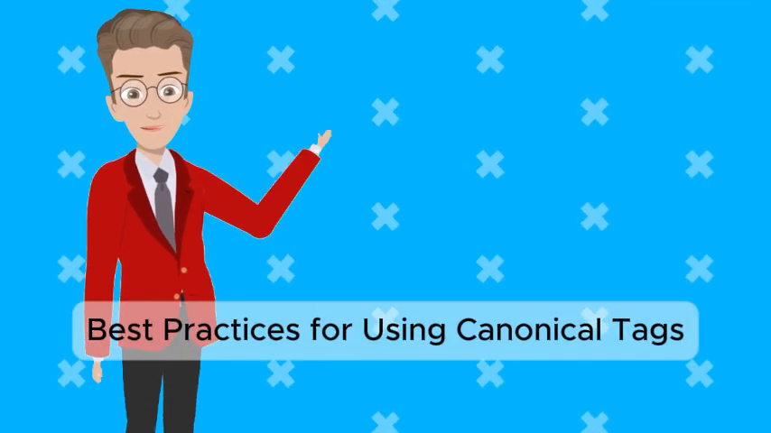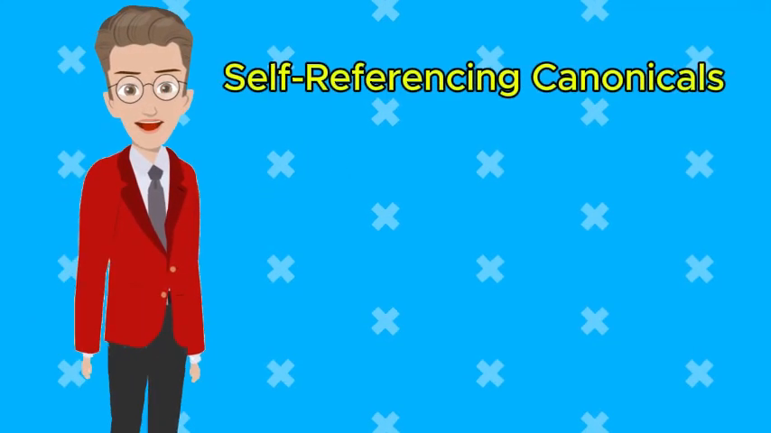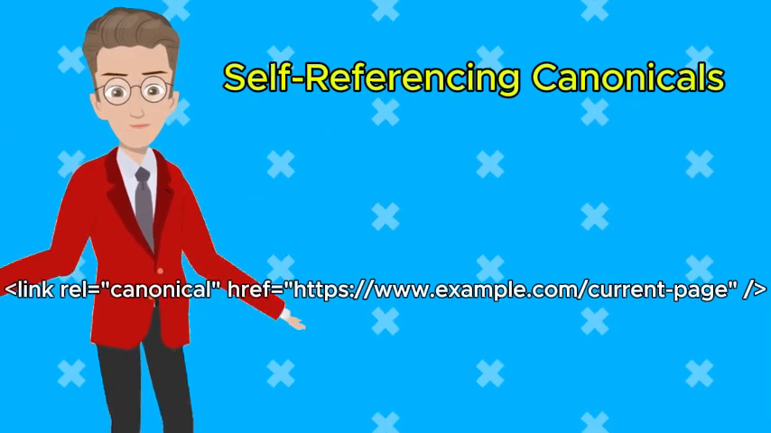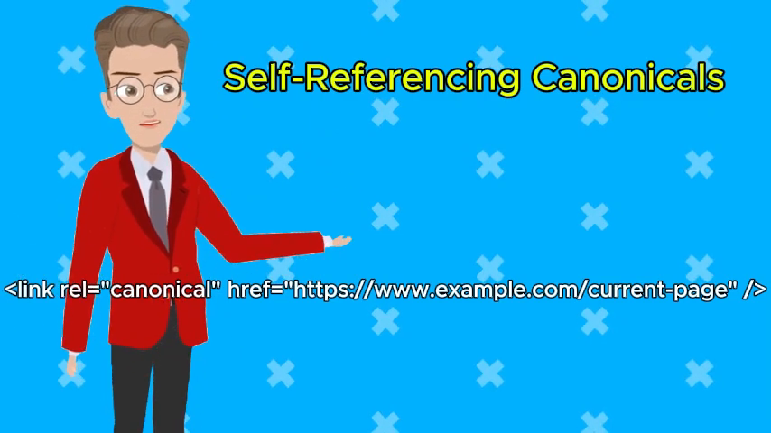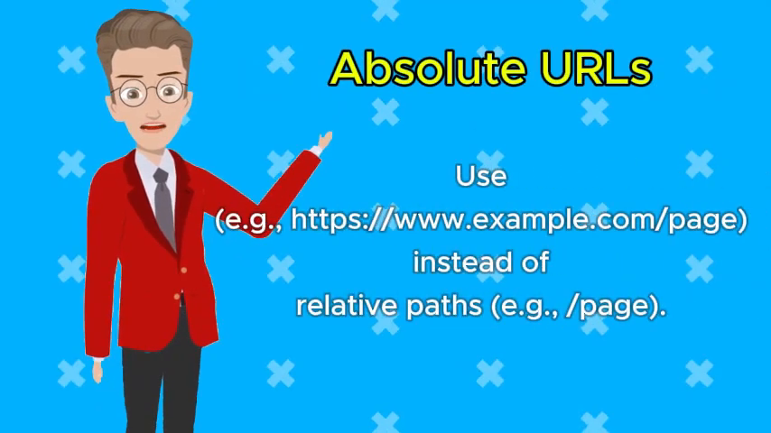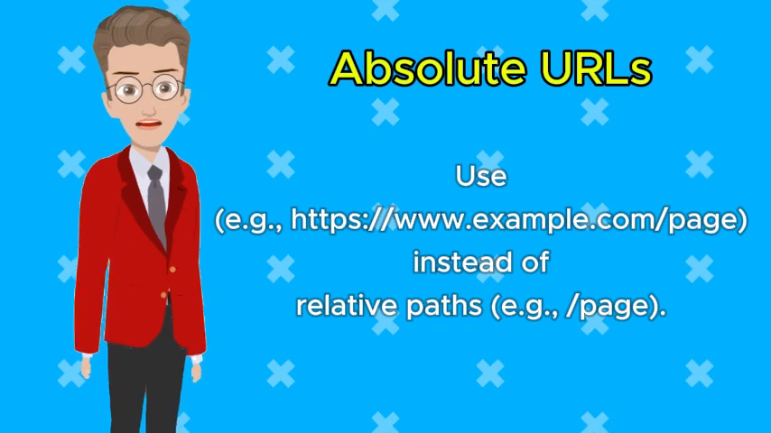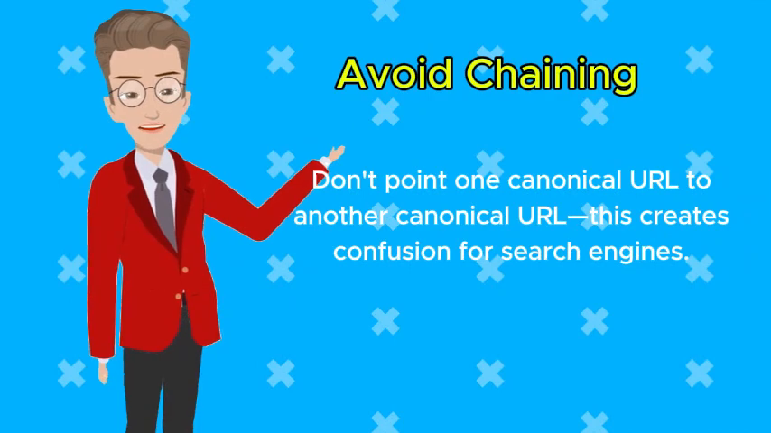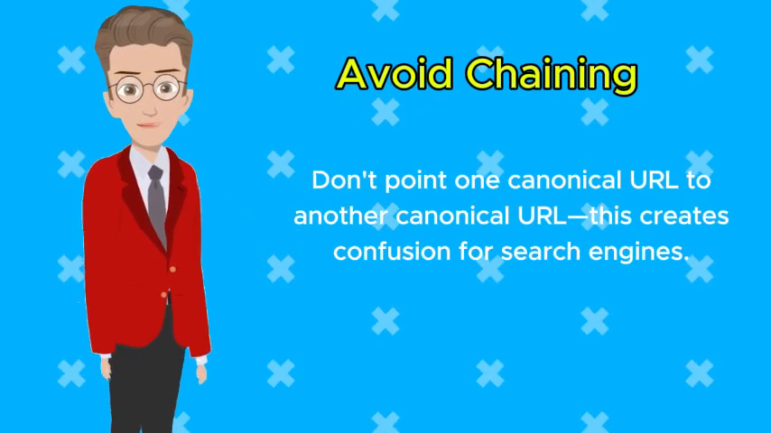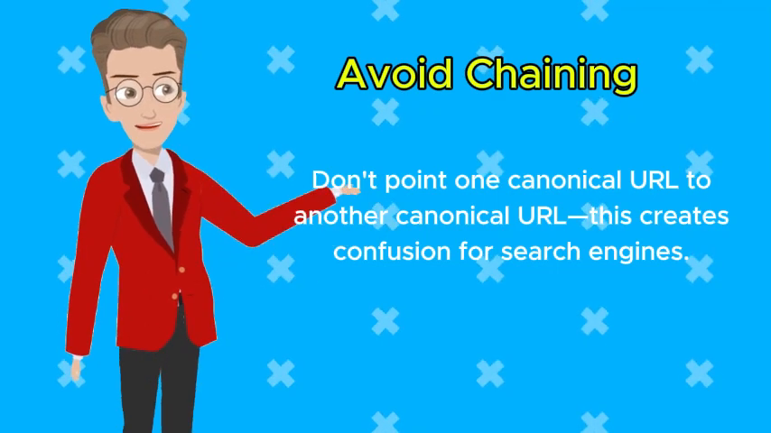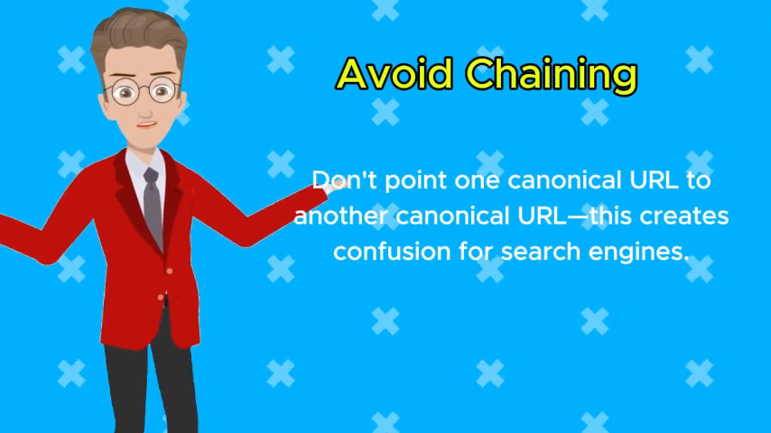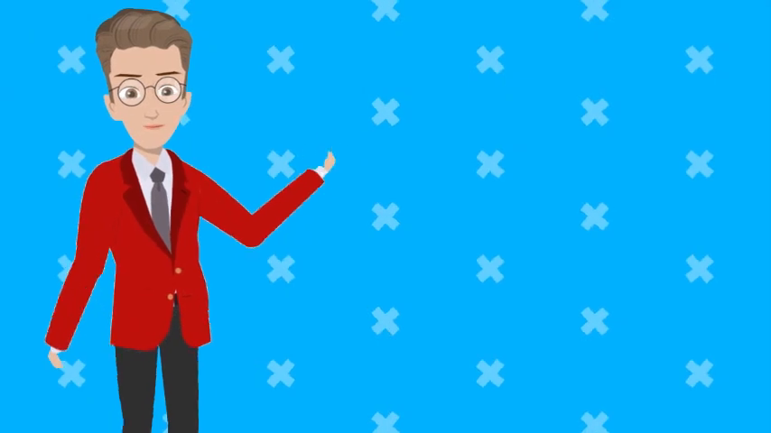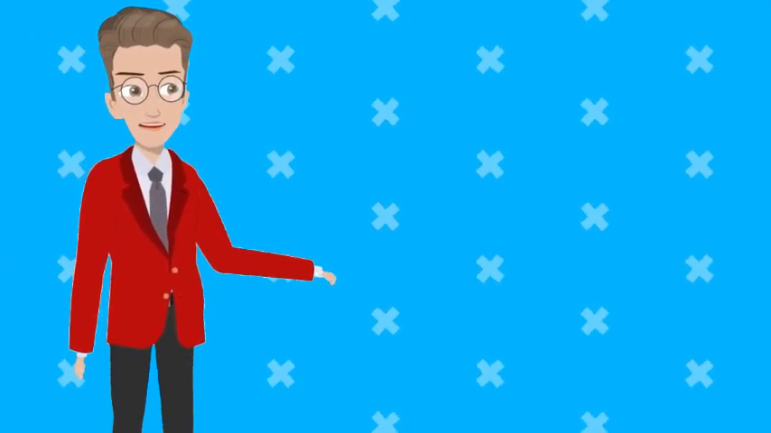Best practices for using canonical tags. Self-referencing canonicals: even if there's no duplicate content, it's good practice to add a canonical tag to every page pointing to itself. Absolute URLs: always use full URLs instead of relative paths. Avoid chaining: don't point one canonical URL to another canonical URL. This creates confusion for search engines. By implementing canonical tags correctly, you'll prevent duplicate content issues and ensure your SEO efforts are focused on the right pages.